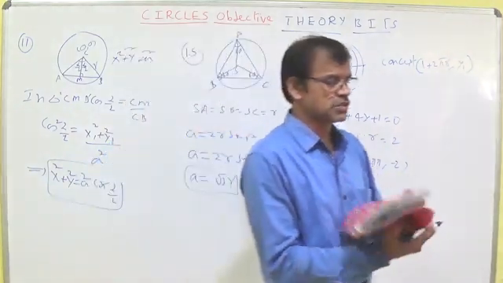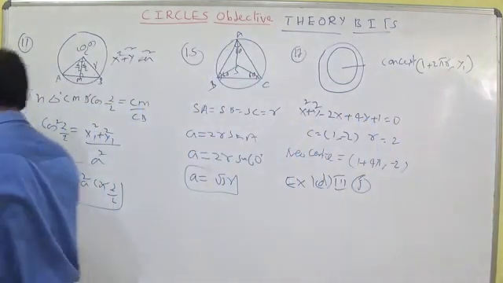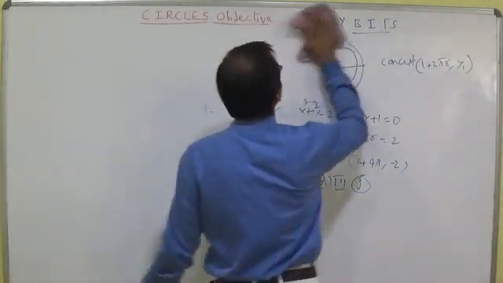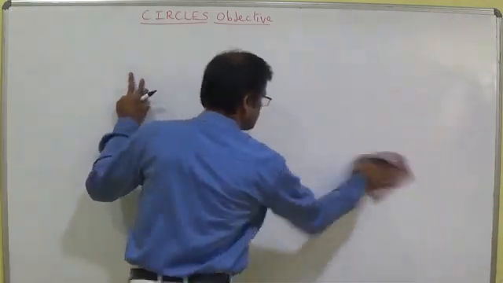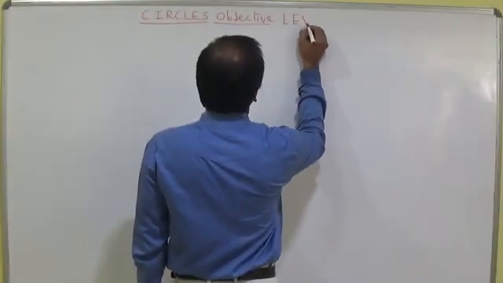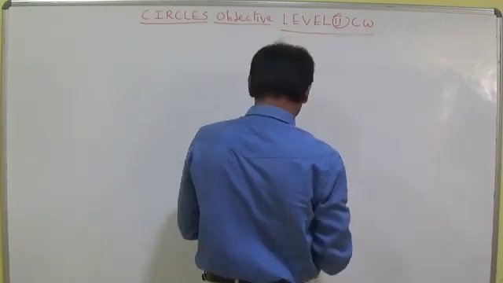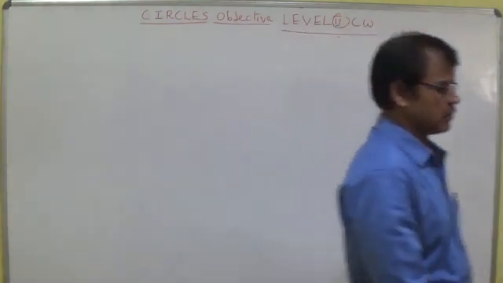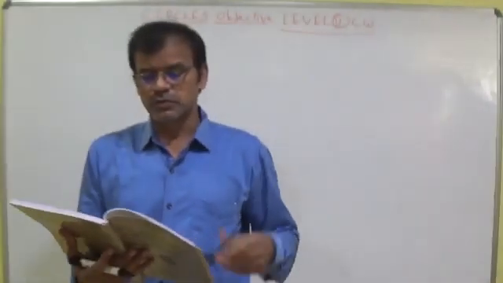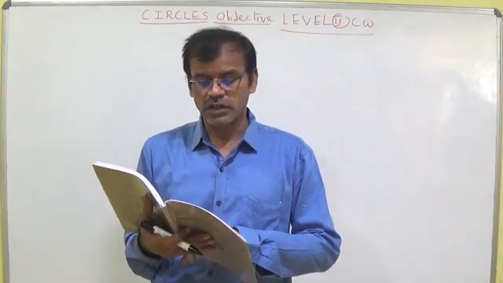Now successfully you have completed CUQ or theory bits. Now let us go to discuss about level 2. Level 1 you do as homework. Circles objective level 2 classwork. According to your objective material, level 2 or module 2 classwork is there. I am not writing the question, students, everybody is having the material, I think. See the material and try to understand the question.